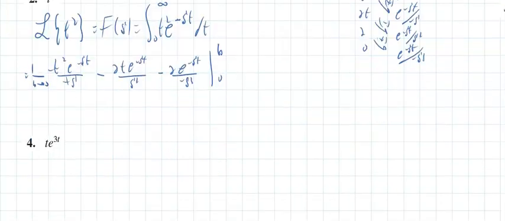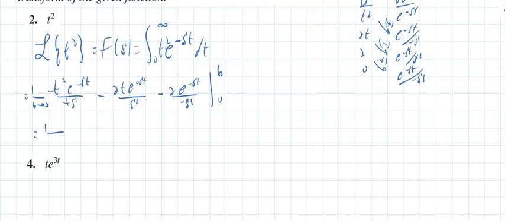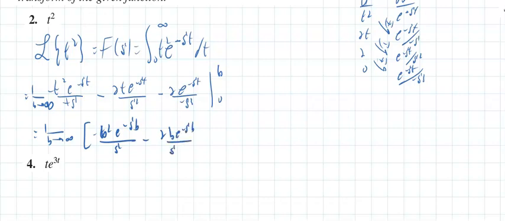And that would be the limit as b approaches infinity of negative b squared e to the negative sb, minus 2b e to the negative sb divided by s squared, minus 2e to the negative sb divided by s cubed, minus, if you put the 0 in, you get a 0 minus 2 over negative s cubed.